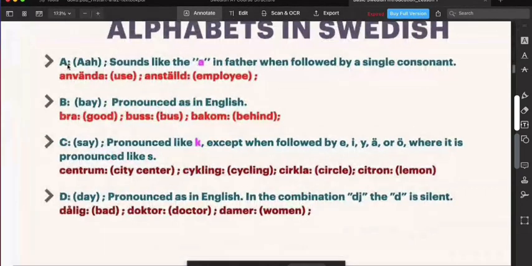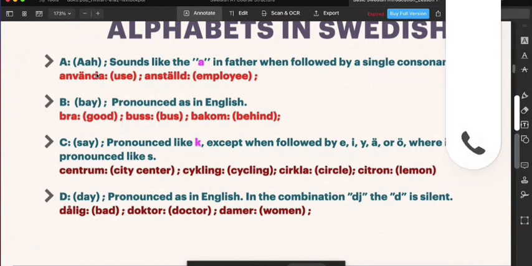That is A. The first word is anvenda. That means to use. So that is a verb. Whenever you want to write a verb, this is the infinitive form of the verb, or you can say the original form of the verb, and you can change it later on to make present tense and past tense.